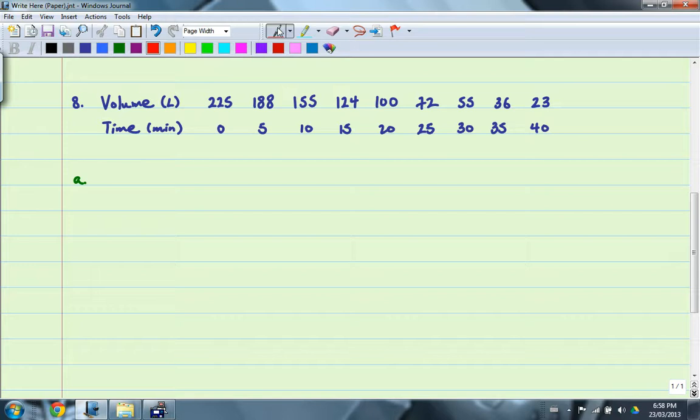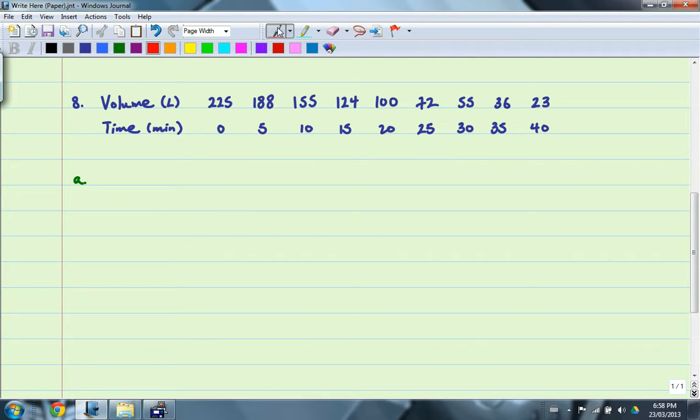So here we are with the last example for chapter 6. It is from section 6.4, modeling data with a curve of best fit. I've chosen question number 8 as our example because it does cover everything that you need to know for the section. So the question is in 4 parts.